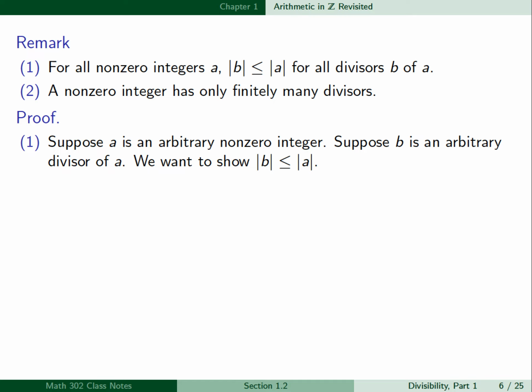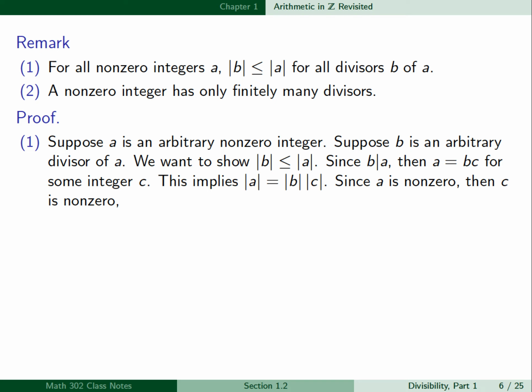So we want to show that the absolute value of b is less than or equal to the absolute value of a. Now since b divides a, then a is equal to bc for some integer c, and taking absolute values, this implies the absolute value of a is equal to the absolute value of b times the absolute value of c. Now note that since a is non-zero, c must also be non-zero, which implies that the absolute value of c is greater than or equal to 1.